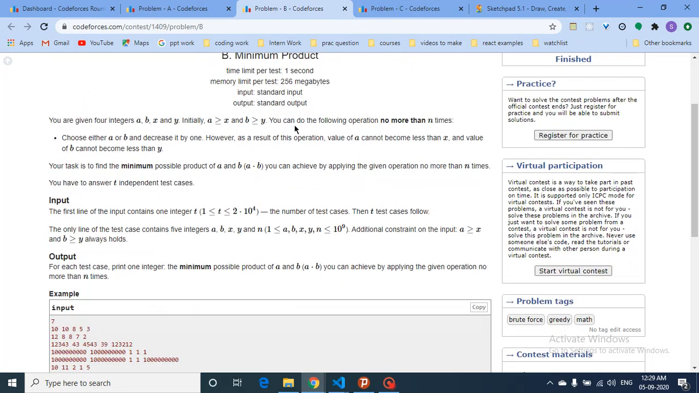Now you can do the following operation not more than n times. Choose either a or b and decrease it by 1. However, as the result of this operation, the value of a cannot become less than x and the value of b cannot become less than y.